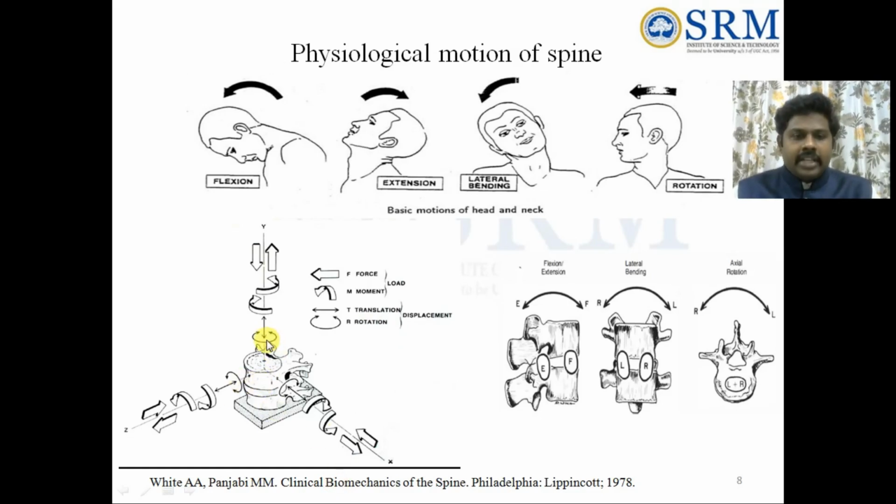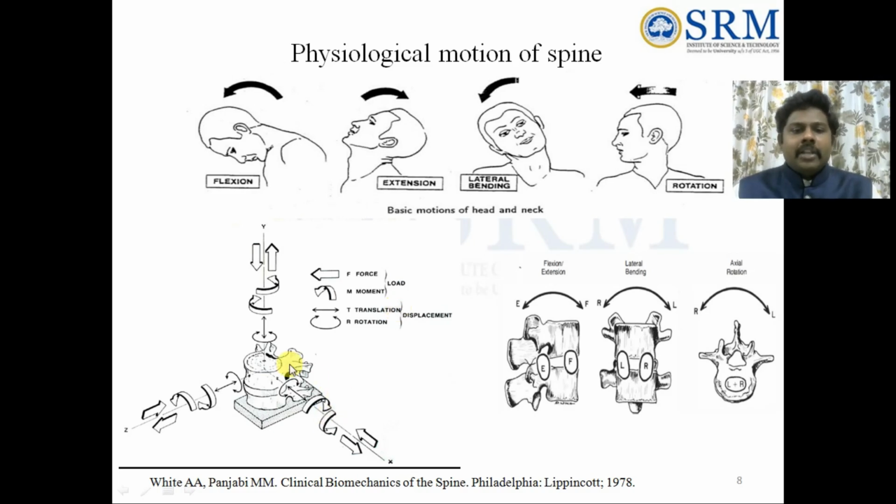With respect to the three axes x, y and z, each axis will go for one motion. If I am taking the X axis, it will go for flexion and extension of the vertebrae. Next, if I am taking the Z axis, it will go for lateral bending left and right. Next, if I am taking this as the Y axis, this will go for axial rotation. The main thing is force: it will be given there, and because of the force, it will go for a translation.